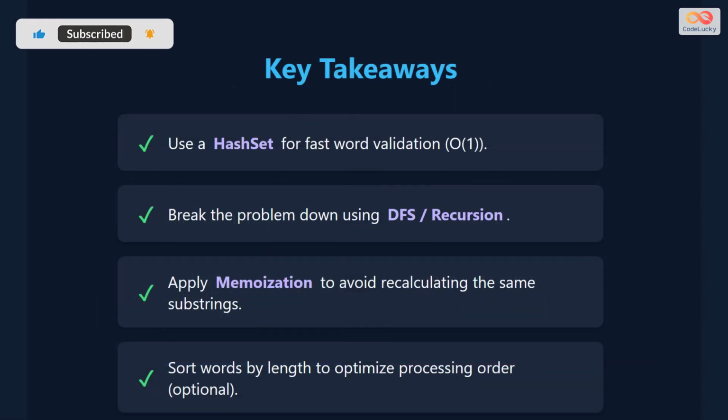To summarize, the keys to solving the concatenated words problem are: using a hash set for instant lookups, breaking the problem down with DFS or recursion, and applying memoization to optimize performance. Master these concepts, and you will handle this problem with ease.